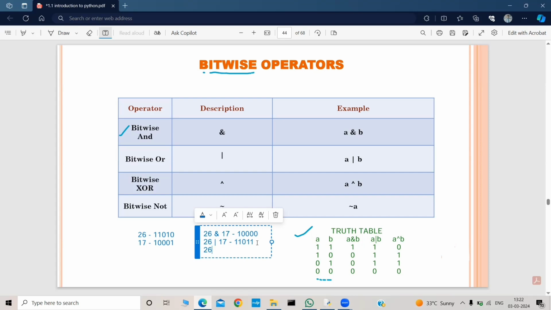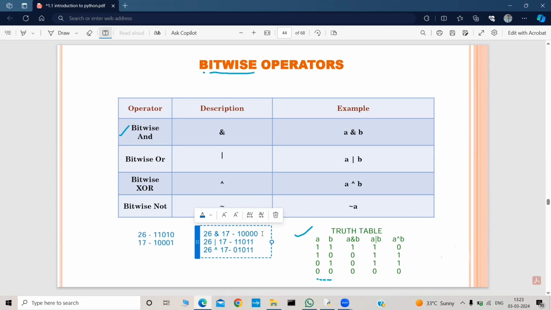And we need to do 26 xor 17, right? 26 xor 17. So 0 xor 1, here both are different, so the result will be 1. And 1 xor 0, that was 1. And 0 xor 0, both are same bits, so the result will be 0. And then 1 xor 0, 1. And here 1 xor 1, both are same, so the result will be 0. So this is the result of 26 xor 17.